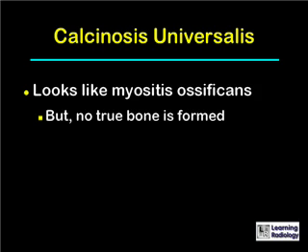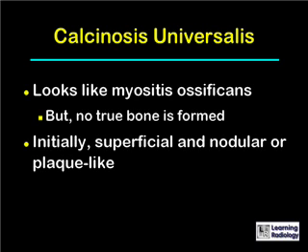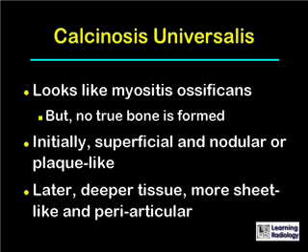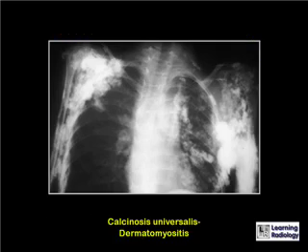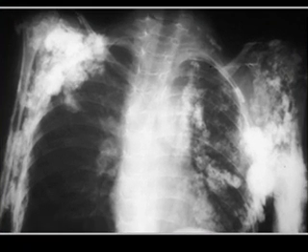Calcinosis universalis tends to look like myositis ossificans, but there is no true bone formed in calcinosis universalis. Initially, the calcification can be superficial and nodular or plaque-like, but later, the deeper tissues calcify and the calcification becomes more sheet-like and periarticular. This is an advanced example of calcinosis universalis in a patient with dermatomyositis.